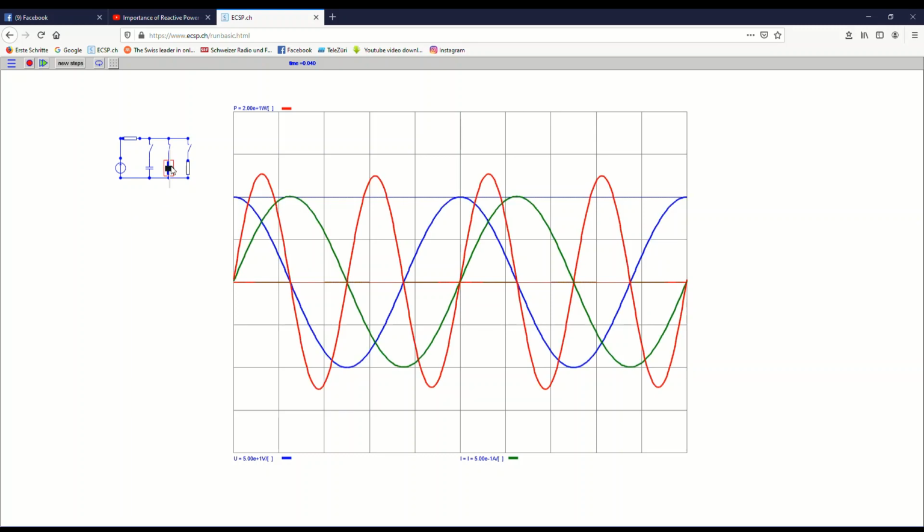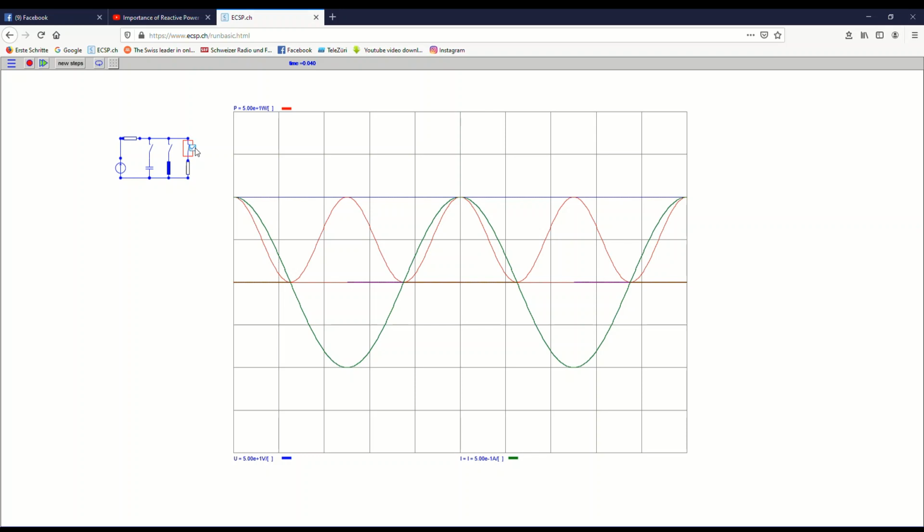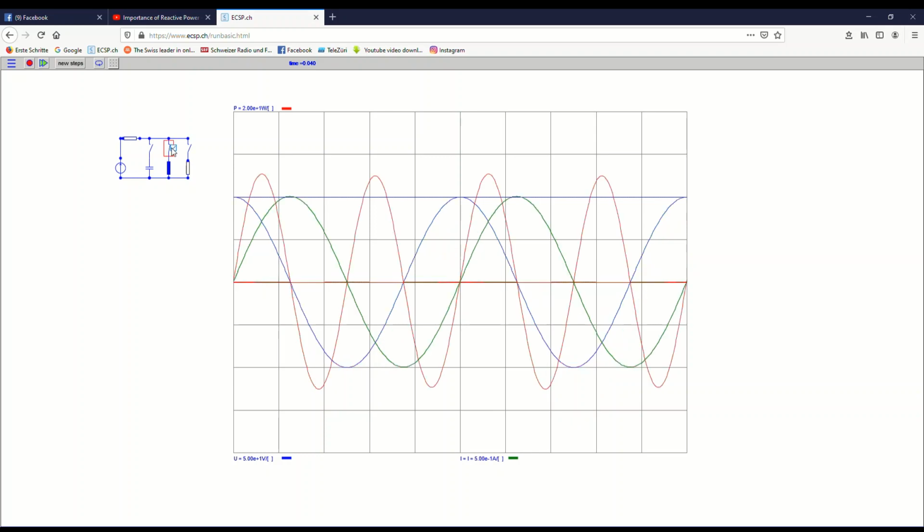What you also immediately see is that there is a 90 degree phase shift between the voltage, which is the blue curve, and the current, which is the green curve. So this phase shift is new, and there was no phase shift in the case of the resistive load, as you can see here. So remember, power was always on the positive side. In this case, the power is oscillating.